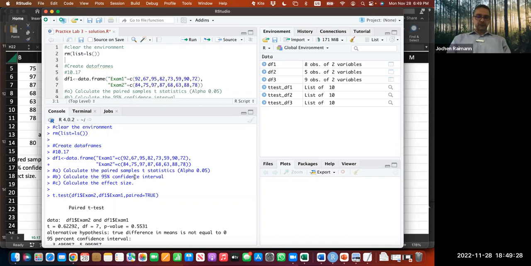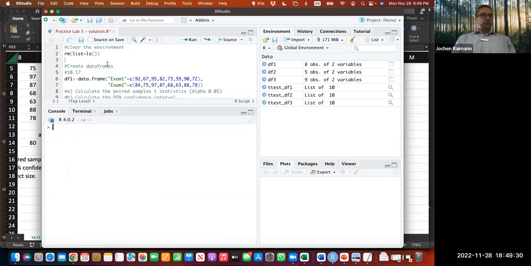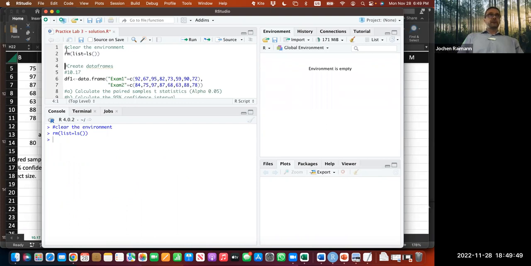Now we're getting to R. I've set up this script in a super simple way. The only thing you need to do is open it in RStudio. Yes, it's on Canvas. That's the practice lab. That's actually the deliverable for the practice lab.